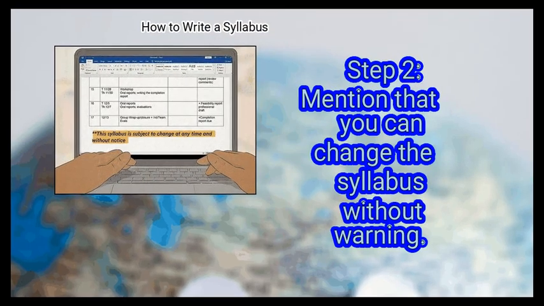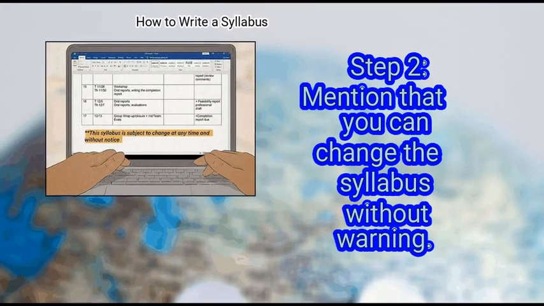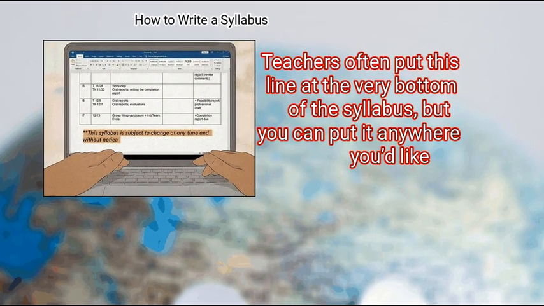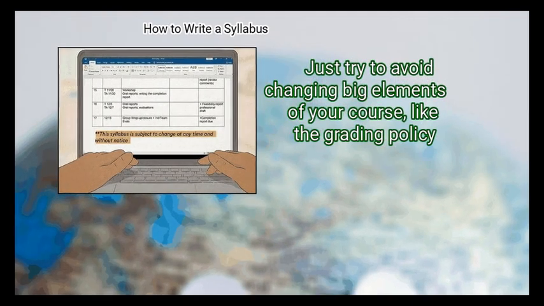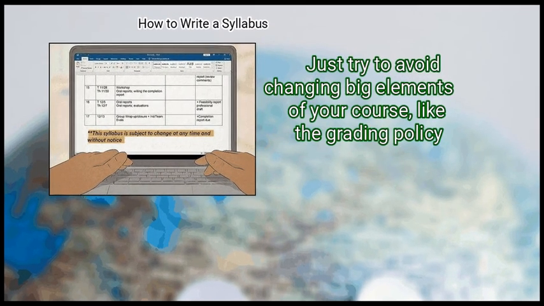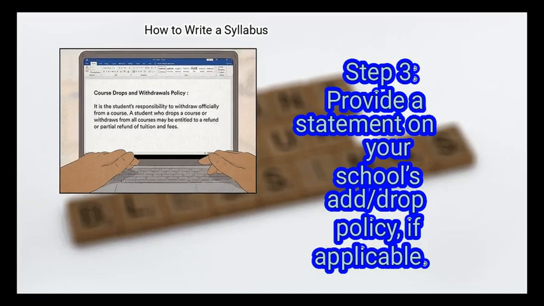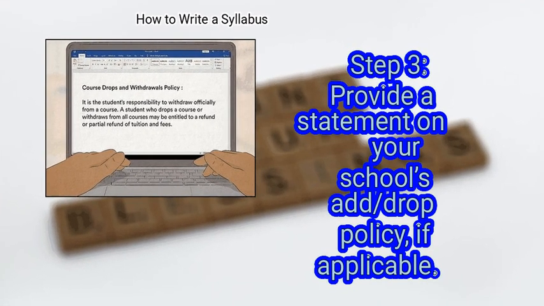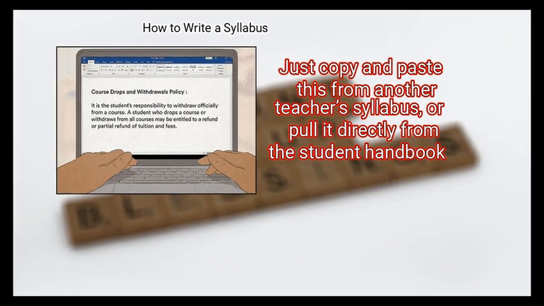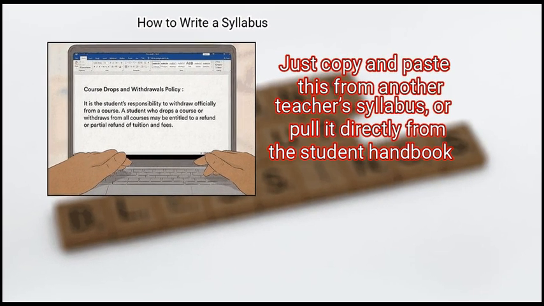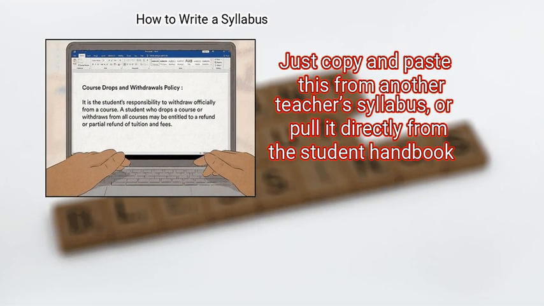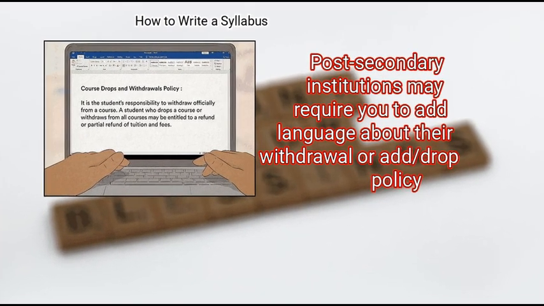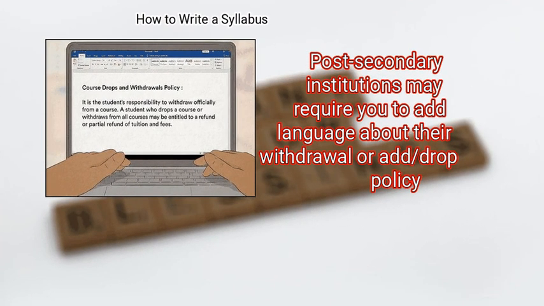Step 2. Mention that you can change the syllabus without warning. Teachers often put this line at the very bottom of the syllabus, but you can put it anywhere you'd like. Just try to avoid changing big elements of your course, like the grading policy. Step 3. Provide a statement on your school's add, drop policy, if applicable. Just copy and paste this from another teacher's syllabus, or pull it directly from the student handbook. Post-secondary institutions may require you to add language about their withdrawal or add, drop policy.